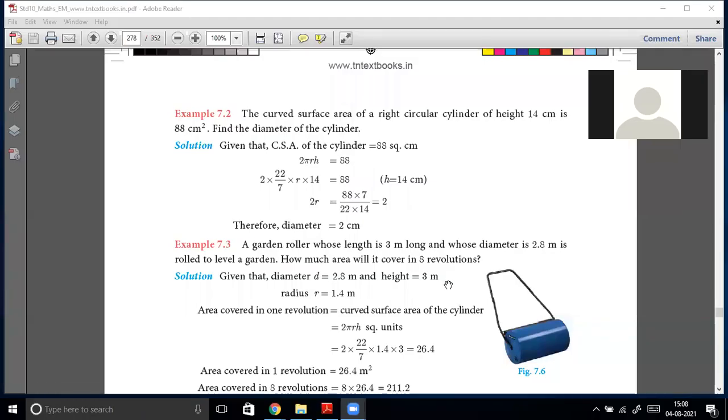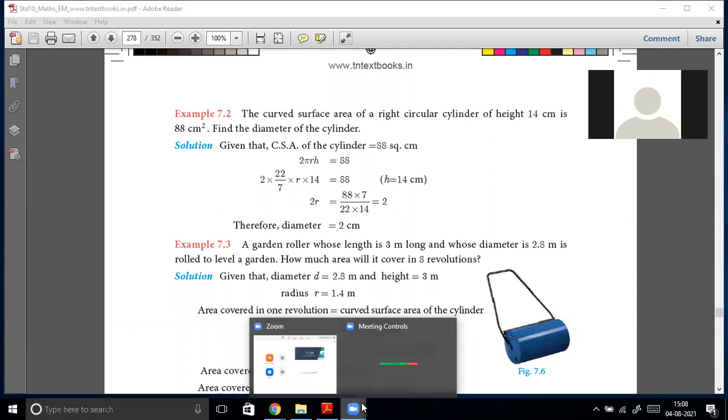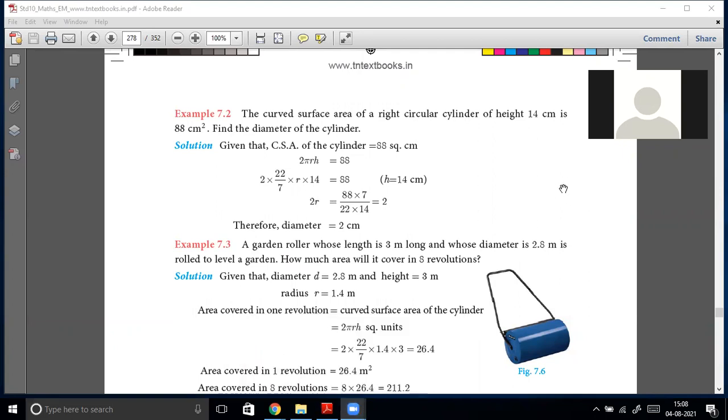I'm sharing the screen. Can you see example 7.2 on your screen now? Yes, sir.